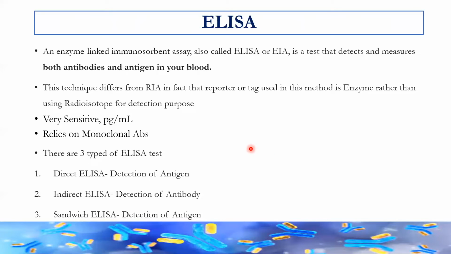To continue, there are three types of ELISA test. Direct ELISA, which is basically used for detection of antigen. Indirect ELISA, one of the most popular for detection of antibody. And sandwich ELISA, which is again for the detection of antigen. We are going to learn all three types of ELISA test in today's lecture.